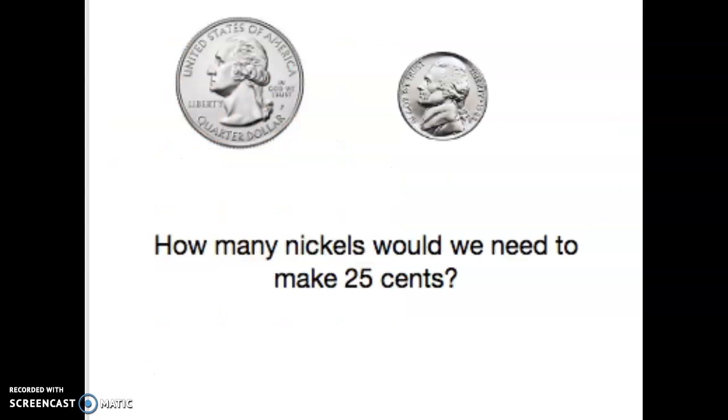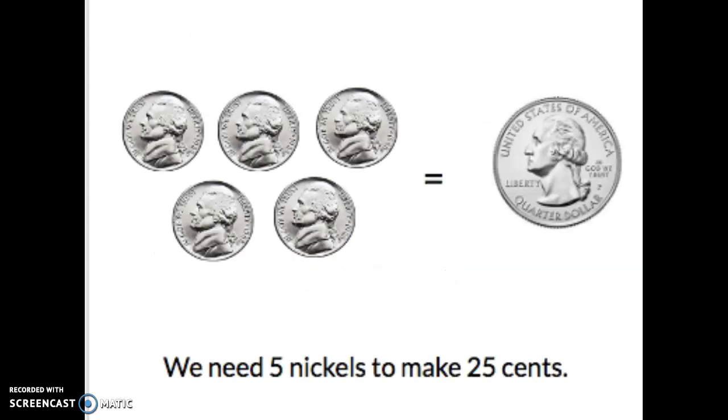How many nickels would we need to make 25 cents? We need 5 nickels to make 25 cents. Remember, a nickel is worth 5 cents. 5, 10, 15, 20, 25. So it would take 5 nickels to make the same amount as 1 quarter, which is 25 cents.